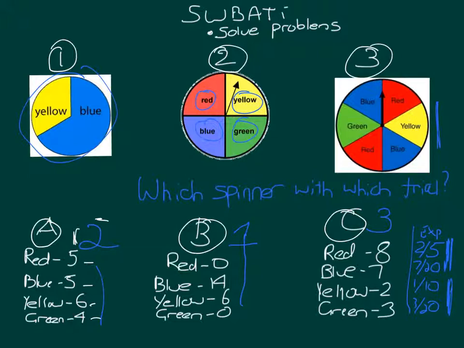Okay, so throughout this video, we should be able to understand the difference between experimental probability and theoretical probability. We should be able to calculate experimental probability, and we should be able to use this to solve problems, and I hope you can do all that.